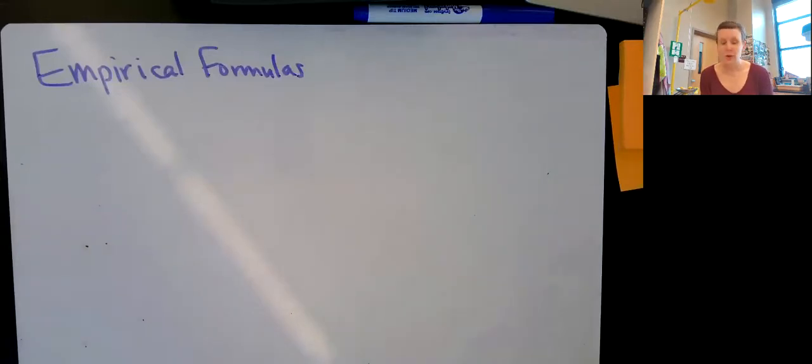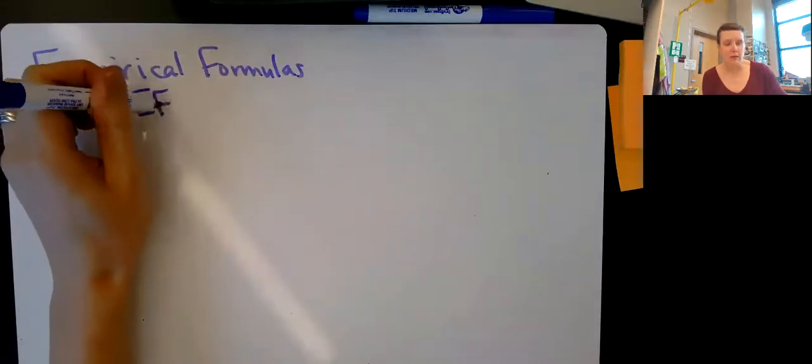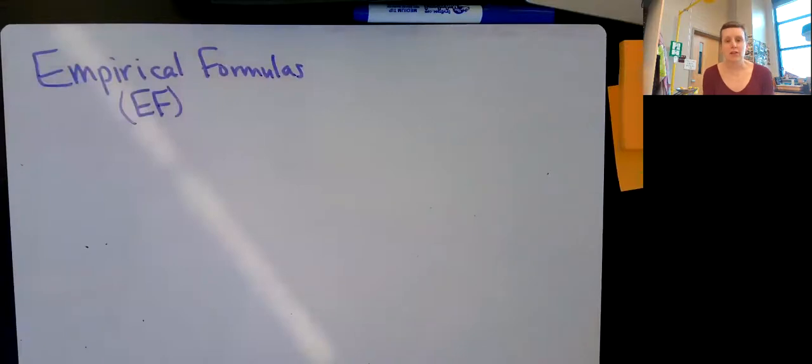Okay, so empirical formulas, I'm gonna abbreviate that capital E, capital F for some of our problems. So if you wanted to just jot that down, that's just how I'm gonna abbreviate it, mostly just being lazy, okay? But definition from the book, you should already have that written in your notes packet. It's the lowest whole number ratio of atoms in a compound, okay?